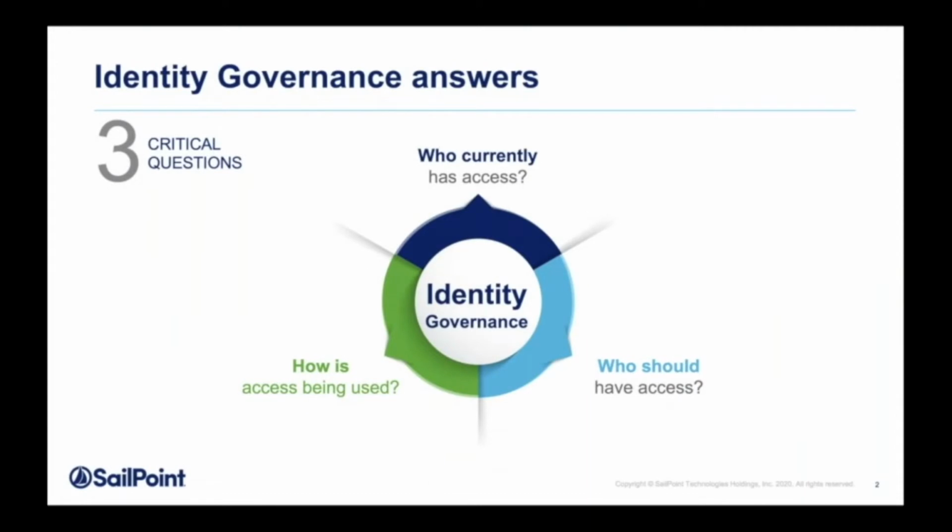Identity is the strategic linchpin to a digital transformation because it allows organizations to manage the link between their entire user population and applications and data in the midst of their digital transformation. Identity governance is about answering three main questions: who has access to what, being the current state, who should have access to what, the desired state, and how is that access being used?